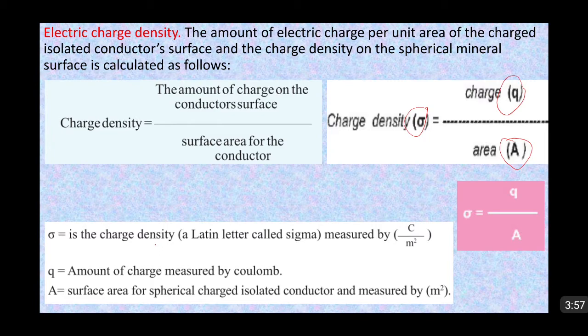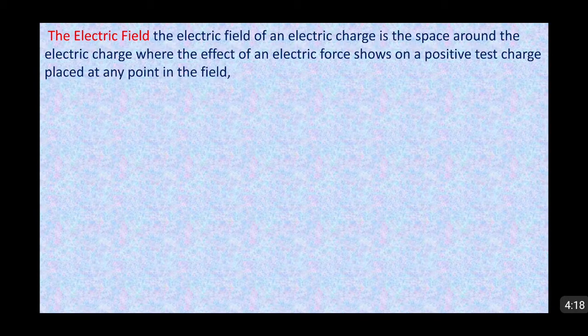Charge density we can show with the Latin letter sigma, measured in coulomb over meter squared. Q is the amount of charge, measured in coulombs. A is the surface area of the spherical isolated charged conductor, measured in meters squared.